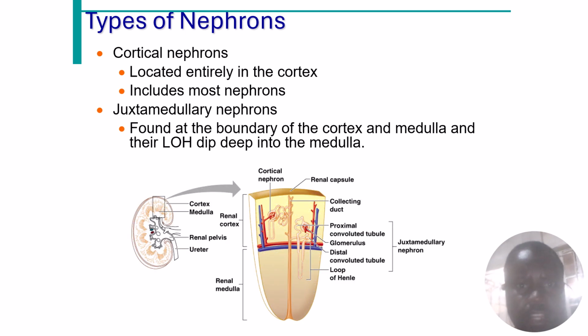And then finally, the types of nephrons. Remember we said we have more nephrons in the cortex than in the juxtamedullary portion of the kidney. The nephrons that are found in the cortical areas are called cortical nephrons, and they are located entirely in the cortex. They include most of the nephrons. Then the juxtamedullary nephrons are fewer and are found at the boundary between the cortex and the medulla, but they have their loop of Henle dipping deep into the medulla, as illustrated in the figure below.